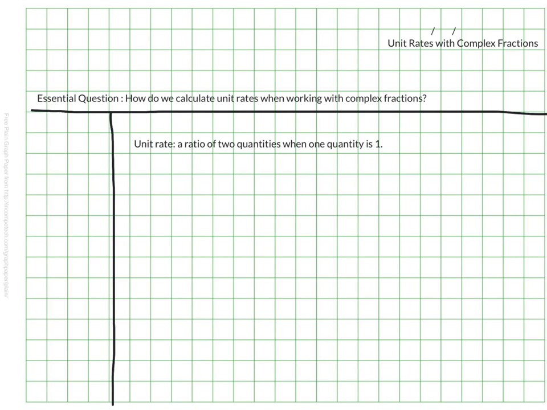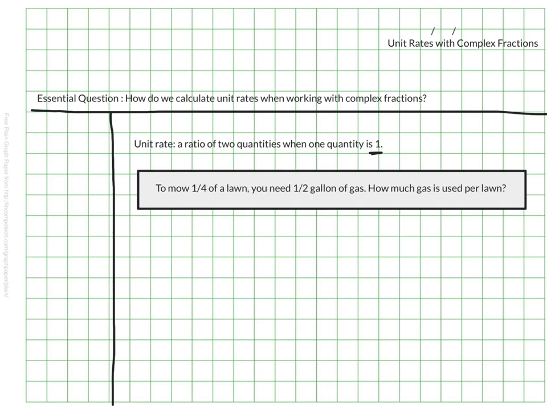And regardless of the fact that this time we're dealing with fractions, a unit rate is still a ratio of two different quantities where one of the values must be 1. Our first example tells us that to mow 1/4 of a lawn, you need half a gallon of gas, and we're trying to figure out how much we need per lawn. So for one lawn. We know this is a unit rate question because we're looking at this one lawn.